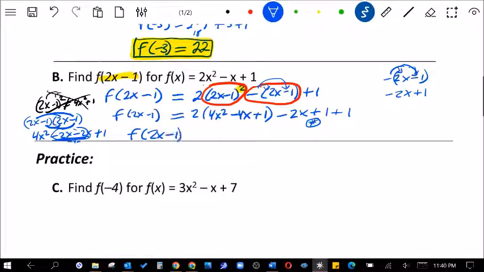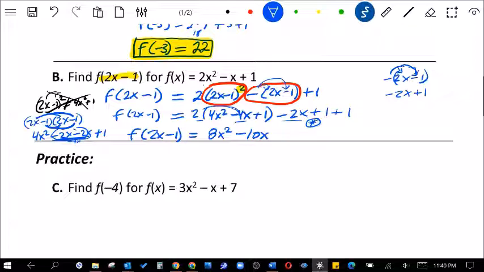2x minus 1 equals, I'm going to multiply 2 times 4 is 8x squared. Now, I'm going to do 2 times negative 4 to get negative 8x. But there's another negative 2x there, and so I want to combine it. 2 times negative 4x is negative 8x. Minus 2x gives us negative 10x.